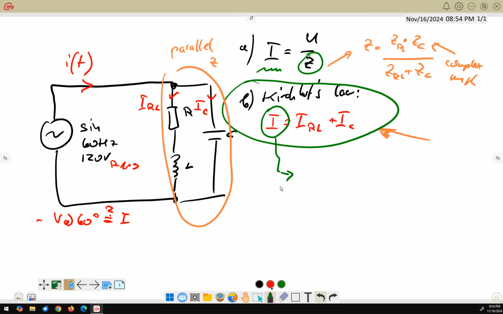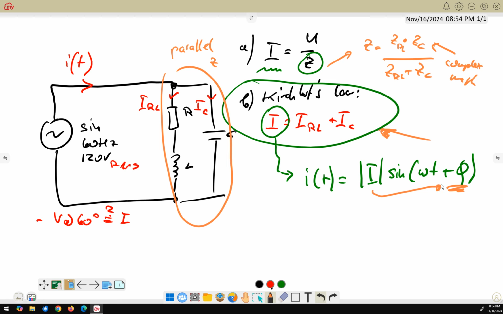We end up in this one. I of t is actually the magnitude of the sum current multiplied by the sine of omega t plus the angle phi, where the phi comes actually from the phase shift of our current.